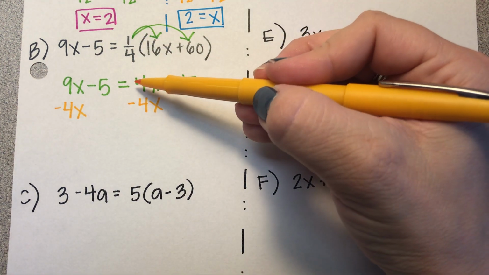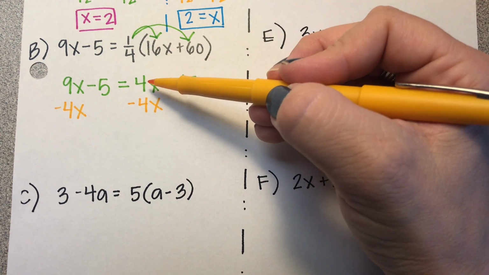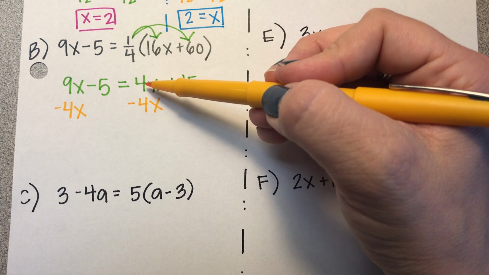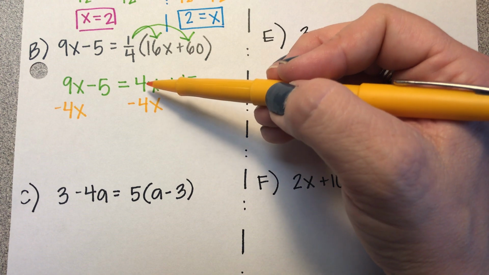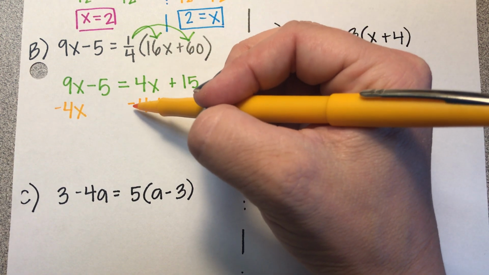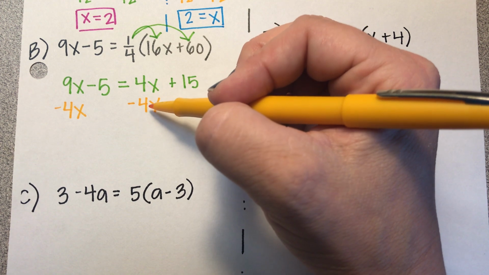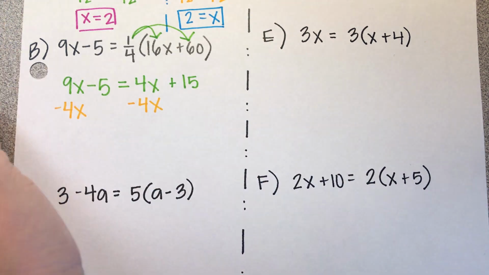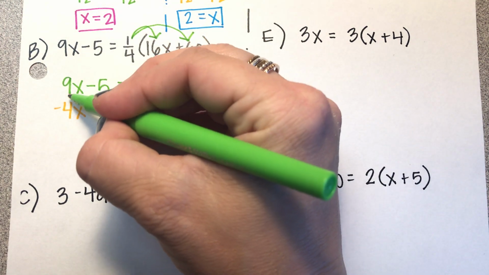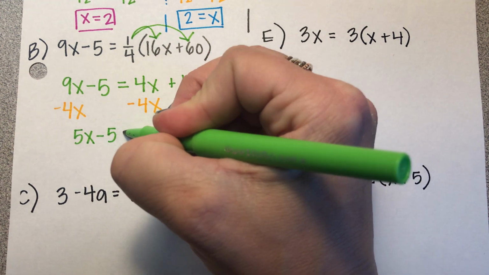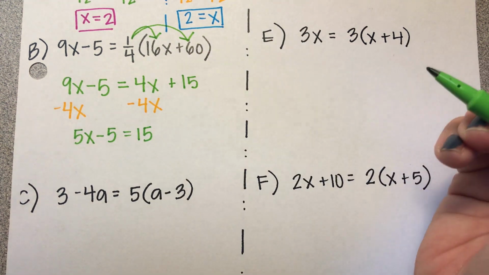Sometimes people get confused when there's not an operation symbol in front, but just think about it, right? If you have 4, how do you undo that? Well, you take 4 away, right? If I made this a plus, which I'm not going to, 4 plus 4 would be 8x. Did that get rid of anything over here? No. So 9x minus 4x is 5x minus 5 equals 15.